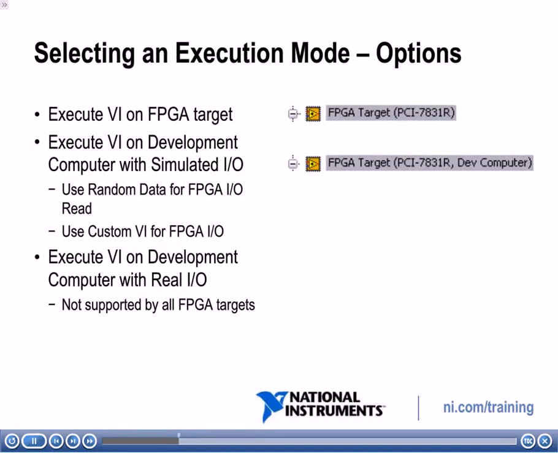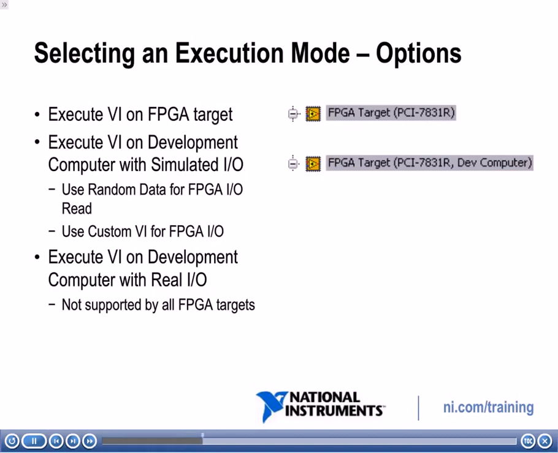Once you've selected an execution mode, you'll see in your project that your FPGA target will tell you what mode it's in. If we look at the very top one, notice that it says FPGA target, and that's pretty much it. If it looks like that, then you're executing your VI on the FPGA target. So in this case, if you're running that VI, it's going to get sent down to your FPGA. If we look at that second item, you'll notice that it says FPGA target and also development computer. This tells us that when I run this FPGA VI, it's just going to execute on my dev computer and it's not going to be sent down to my FPGA.